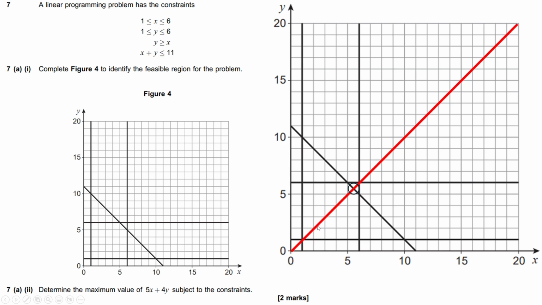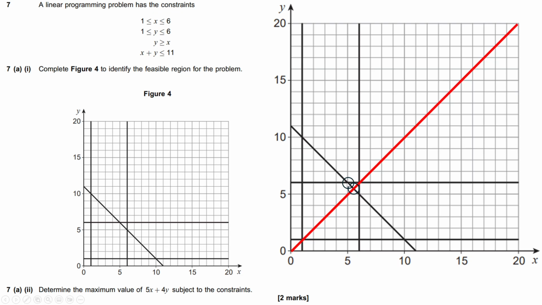Okay, that's fine. We must be in between these two lines here. We must also be greater than or equal to y equals x, right? So that's this entire line and everything above it, and we must also be on this line here or completely below. Now the only place that satisfies all those conditions must just be this point here. That looks to be 5.5, 5.5. So x equals 5.5, y equals 5.5.